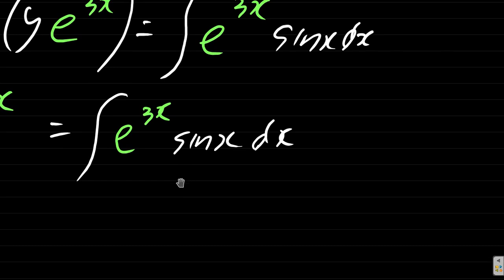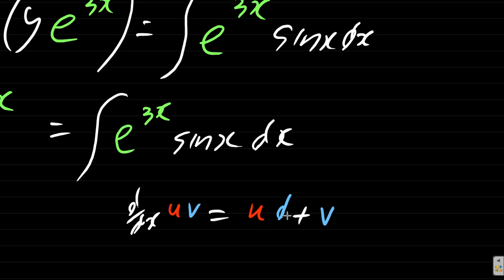We're going to have to use integration by parts. Now, integration by parts comes from the product rule. Remember, we looked at the product rule earlier. We say the derivative with respect to x of uv is equal to: you hold u and differentiate v, let's just write dv, plus you hold v and differentiate u.